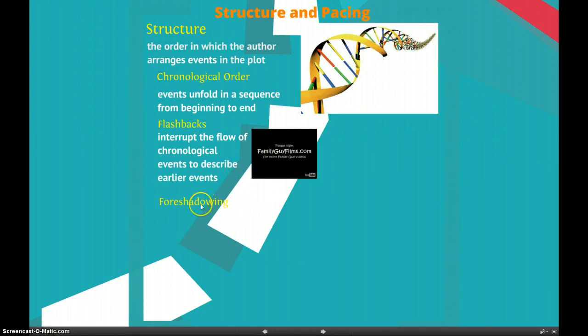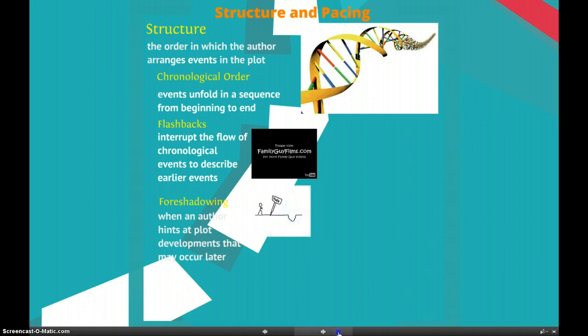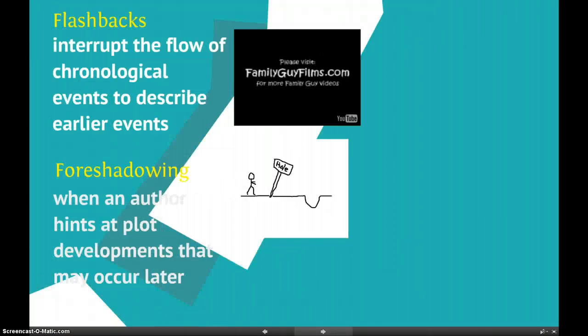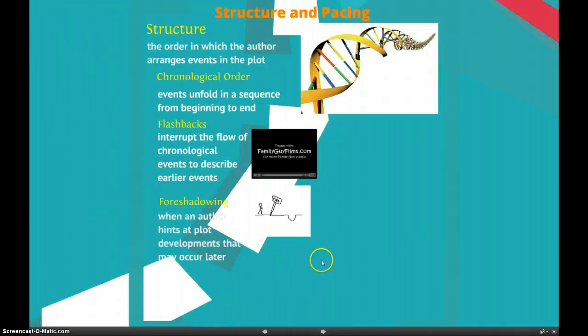The next thing that can be used is foreshadowing. This is kind of like the opposite of a flashback. Instead of going back to the past from the present action, it hints at something that's going to happen in the future. Hints at plot developments that might later occur. So kind of like this guy, coming up, it's going to be there in the future. Usually it's not that obvious, but foreshadowing will hint at things that happen in the future.